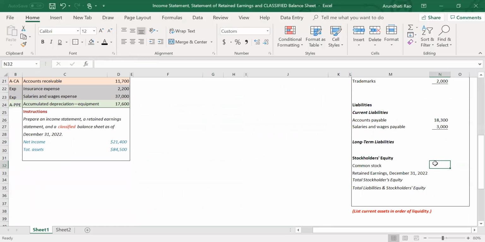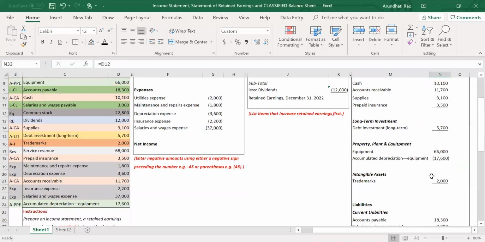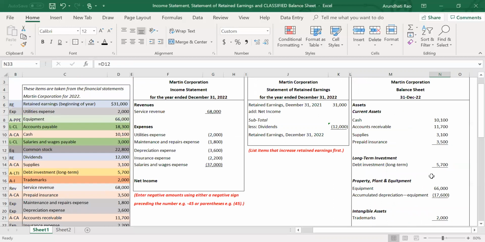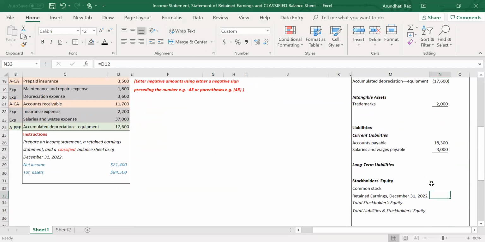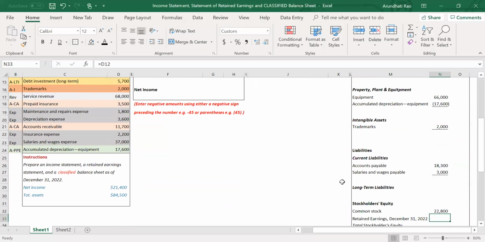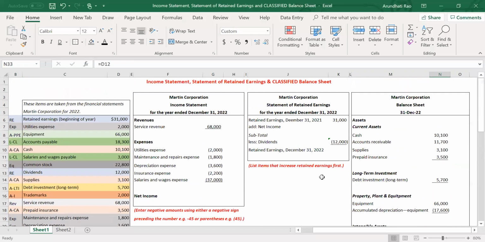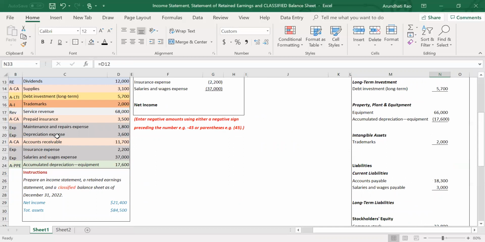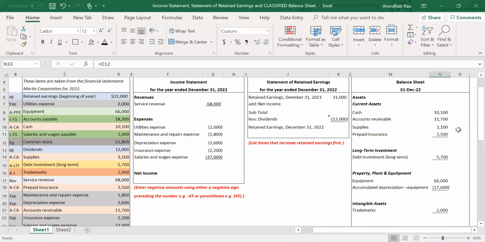Oops, what happened to my common stock? Here was my common stock. Okay, so basically every item over here that was given to me has been put into one of these three financial statements. When you're doing your exercise, it's a really good idea to make sure you put a check mark or something to indicate you've taken care of it.